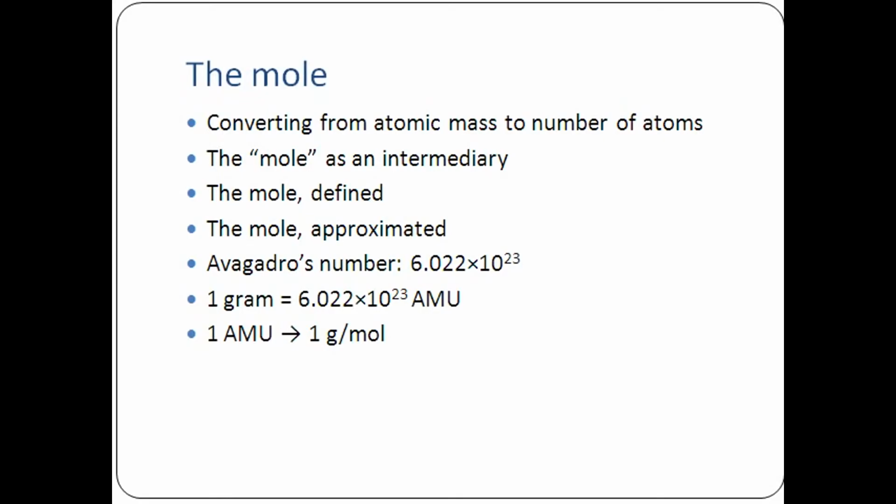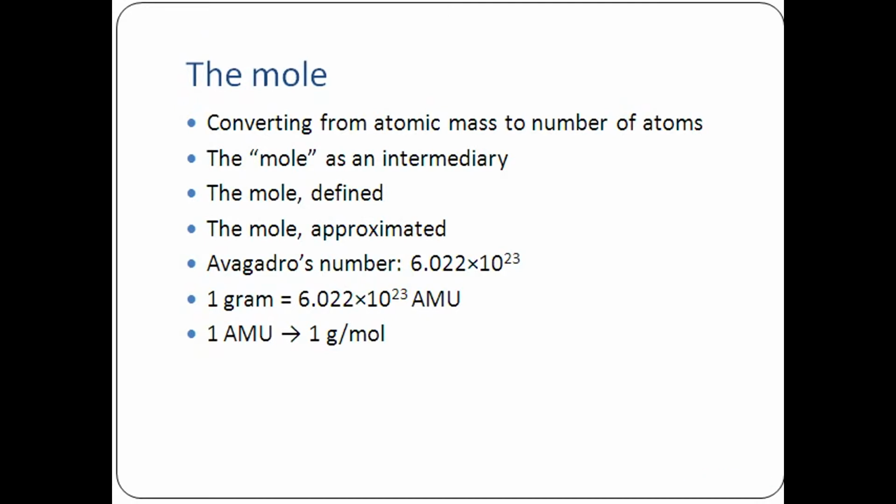When we've discussed atomic mass before, we've said that hydrogen has a mass of 1.01. The units we've used are AMU, atomic mass units. These units have a slight problem: they are extremely small, which makes them very difficult to use on an everyday basis.